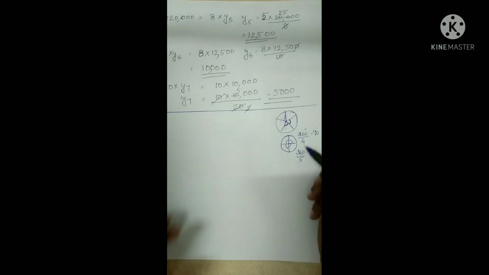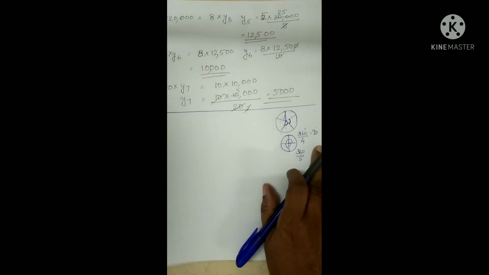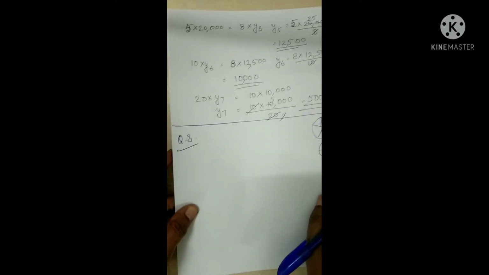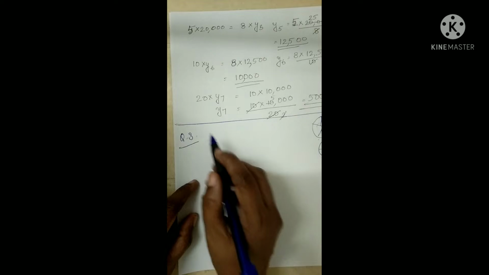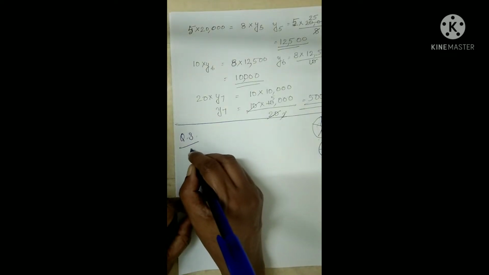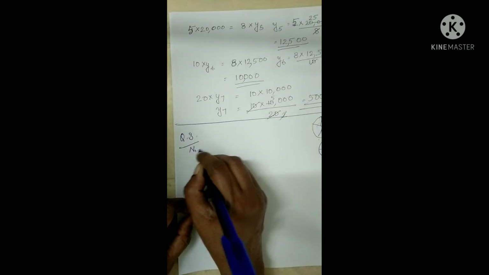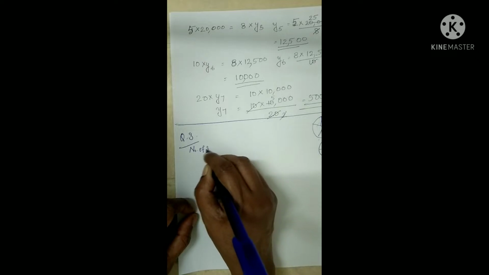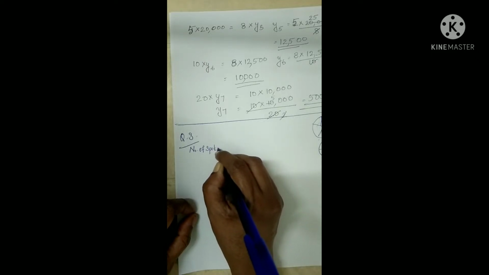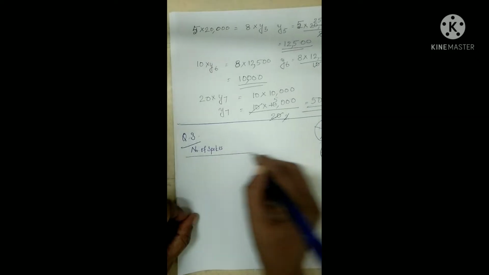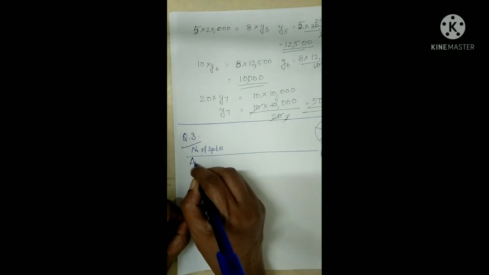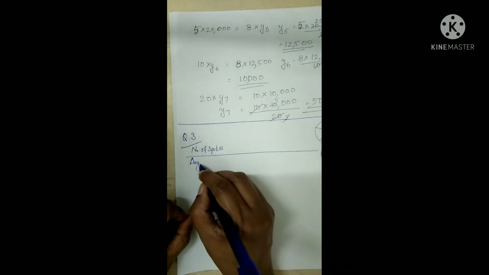So, what is the condition when the number of spokes increases? What happens to the angle between them? It decreases. So it is which proportion? Inverse proportion. Now, let us see the condition here. Here it is given number of spokes, and here angle between them.